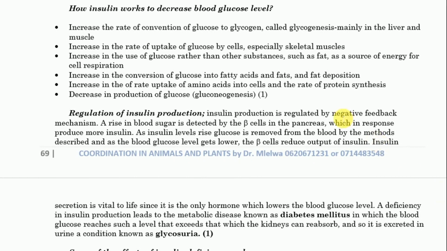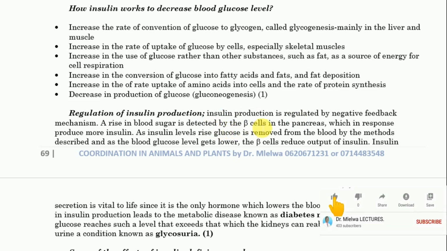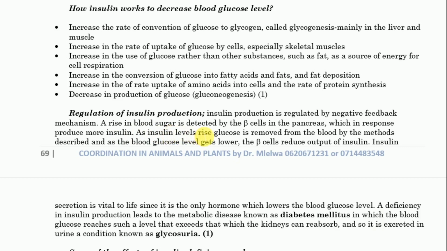Insulin production is regulated by a negative feedback mechanism. A rise in blood sugar is detected by the beta cells in the pancreas, which in response produce more insulin. As insulin level rises, glucose is removed from the blood by the methods described, and the blood glucose level gets lower, the beta cells reduce output of insulin. Kwa hiyo kama blood glucose level itaongezeka, maanake pancreas itakuwa stimulated, itarelease more insulin, na kama blood glucose level itashuka, maanake beta cells of the pancreas zitapewa taarifa kwamba zidecrease production of insulin.